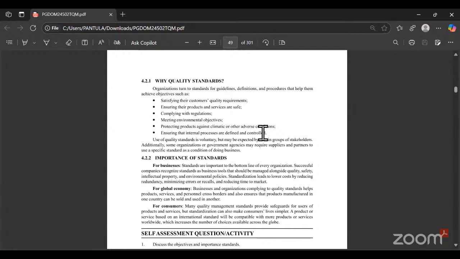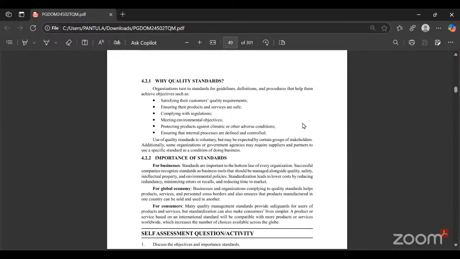Why do quality standards exist? Generally, standards are there to satisfy customers' quality requirements, ensure the product or services are safe, comply with regulations, meet environmental objectives, protect products against climate or adverse conditions, and ensure internal processes are defined and controlled. These are the reasons to go with quality standards.